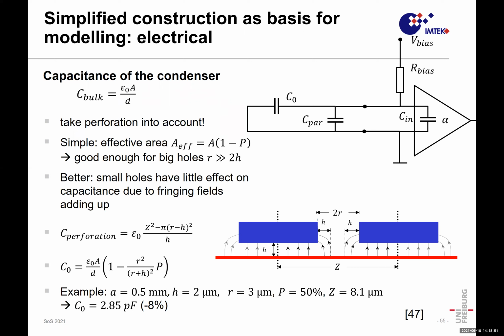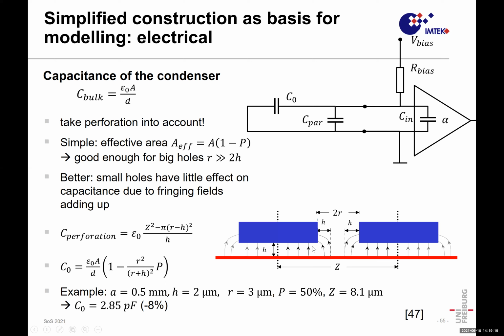People have asked themselves, how much can I perforate my system and how much compromise can I make on the capacitance? Of course, if I lose electrical capacitance, I also lose sensitivity. So it must be somehow a compromise. A very simple way of designing this system is that we say, okay, we have a small gap and we have holes in the order of magnitude of the gap height.